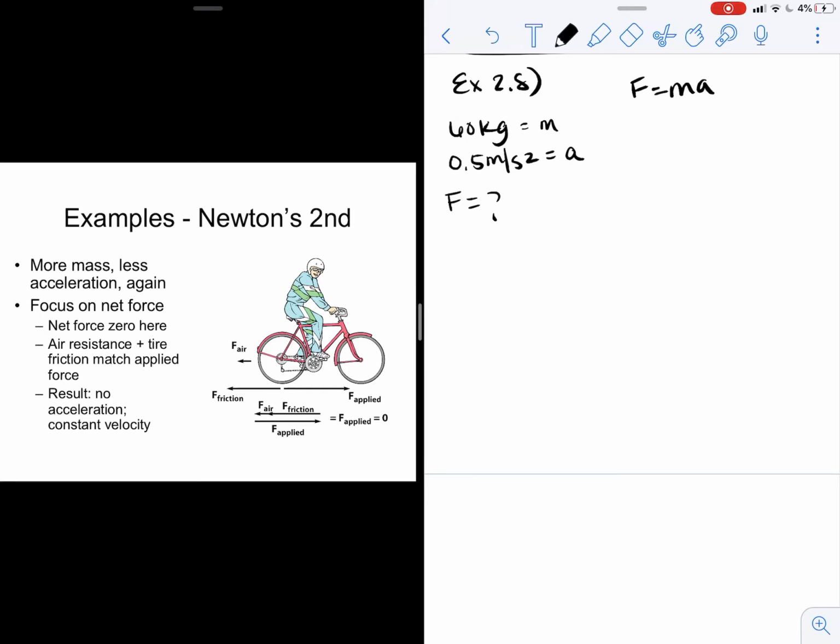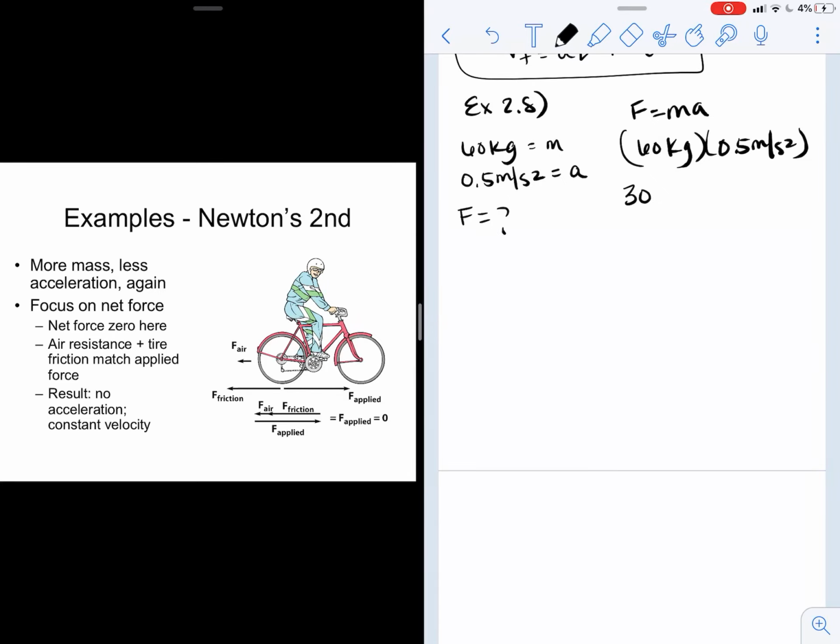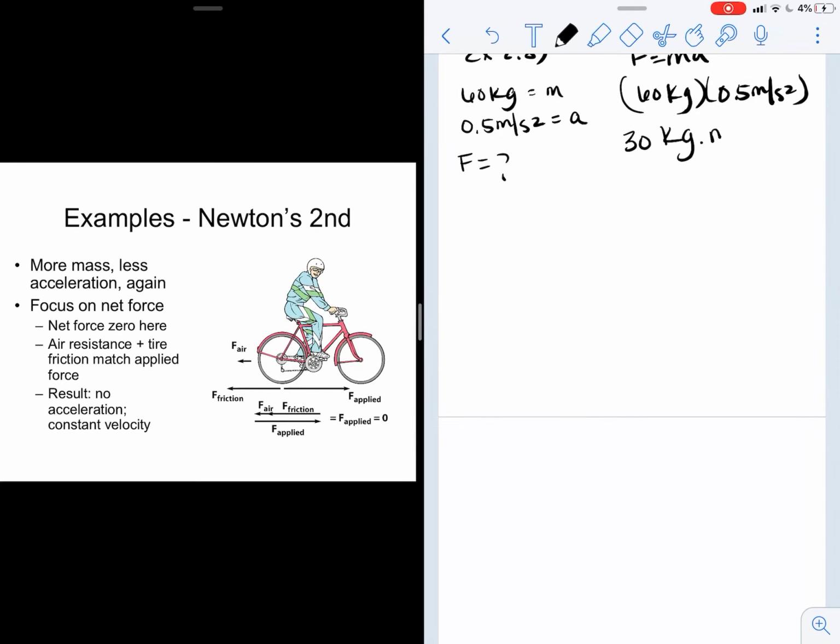So do I need to rearrange anything? No. So mass is equal to 60 kilograms. Acceleration is equal to 0.5 meters per second squared. You multiply those out. You get 30 kilograms times meter per second squared. Okay, now this right here, because this is Newton's second law, this is shortened to what's called a Newton. Okay, so a kilogram times meter per second squared is the same thing as a Newton.